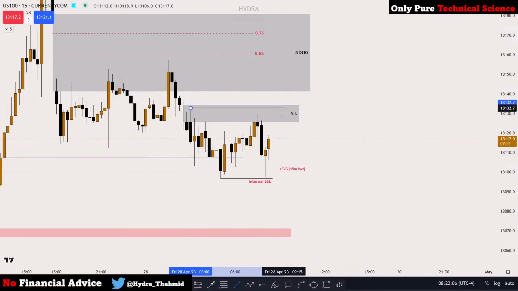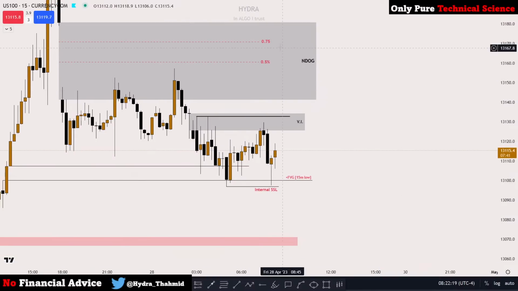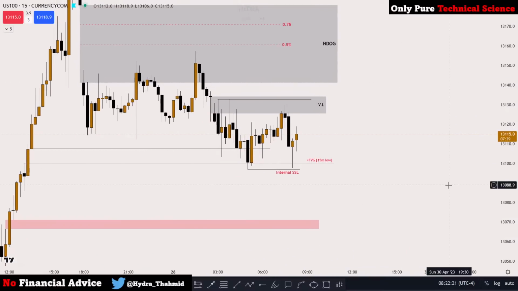So our draw on liquidity will be this equal high above this volume imbalance, and after that, if price is still volatile and wants to offer more buy side liquidity, right, it will come up here, and that's what I'm expecting. This 0.5 level, right, new day opening gap, I'm expecting a run on here.